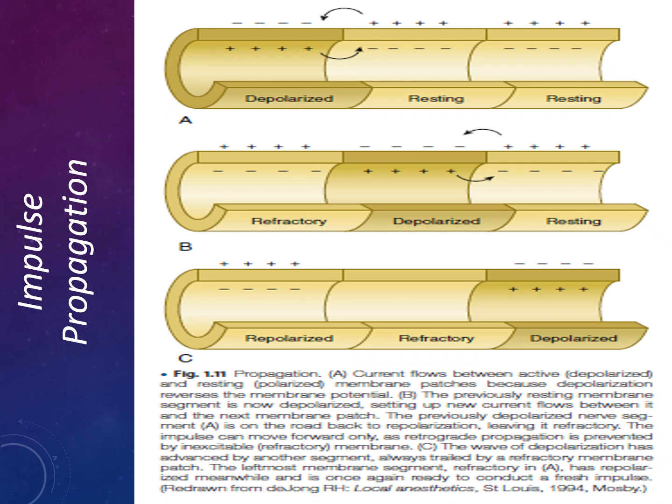Impulse propagation is the transfer of impulse from one nerve ending to the other. It is followed by concentric depolarization and repolarization across the nerve fibers.